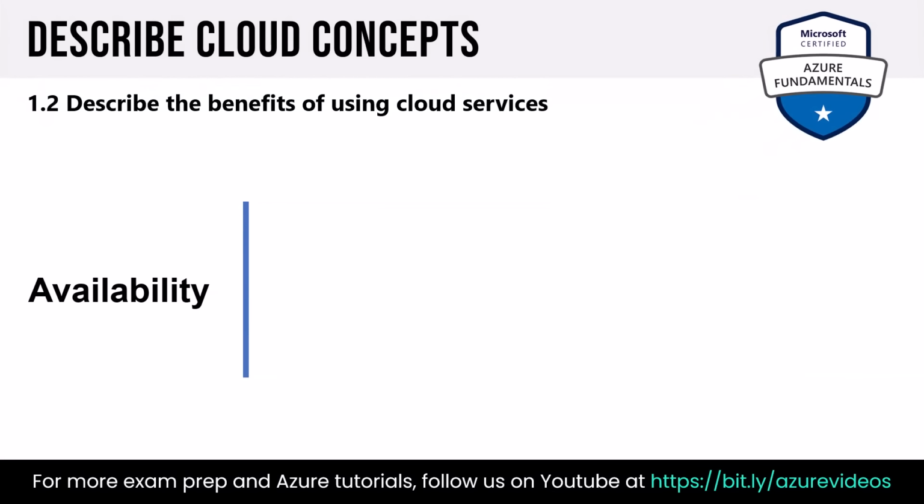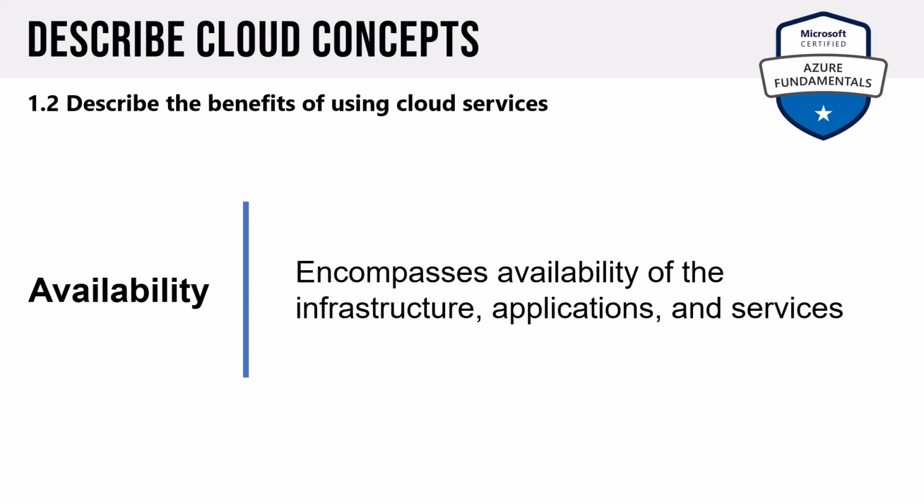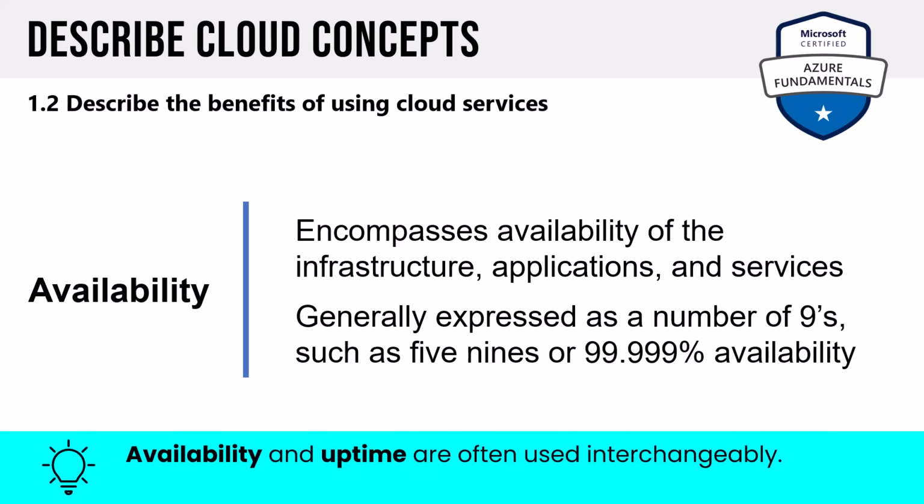So availability appears obvious on its face. I want to cover one small nuance with you. So availability encompasses the availability of infrastructure, services, or applications. And it's generally expressed as a number of nines. You'll hear 3 nines, 4 nines, or 5 nines of availability. And where the nuance comes in is availability and uptime are often used interchangeably, but they're not the same thing.